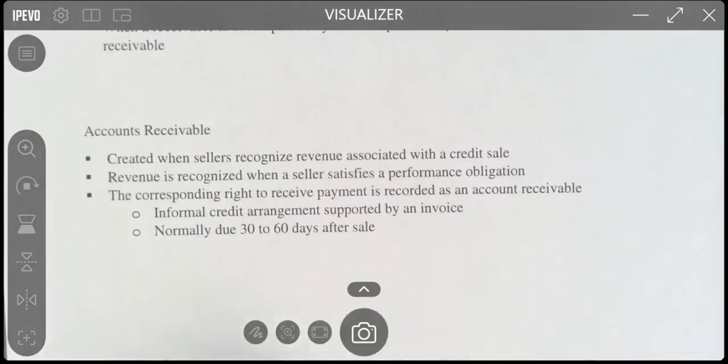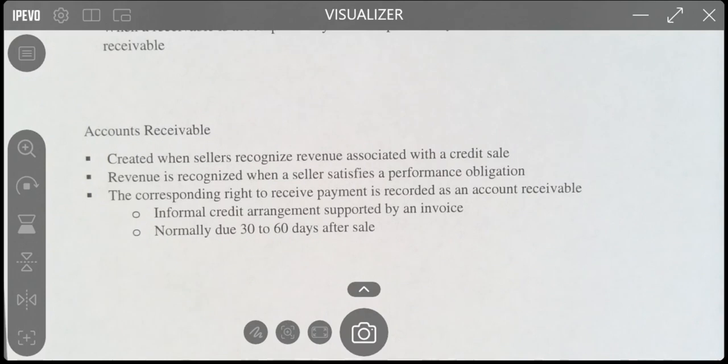So let's talk first about the accounts receivable. These are created when sellers recognize revenue associated with a credit sale. Revenue is recognized when a seller satisfies a performance obligation that does not require the payment of cash. If the seller has performed and completed the performance obligation, they have earned the revenue, and so they will accrue the revenue, and if the cash isn't required to be paid yet, they will set up an accounts receivable.